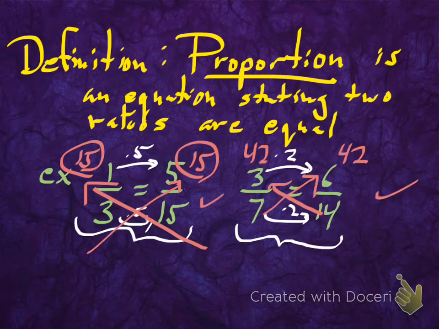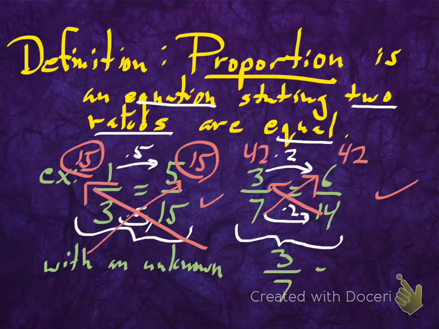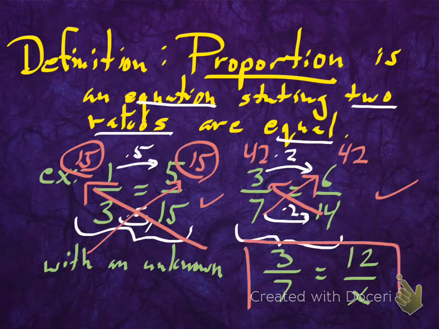Another kind that we're going to see, T, and everybody, we're also going to see proportions where they give us one ratio, and then they give us a second ratio, but there's going to be a variable in it. Okay? So here's an example of a proportion right here. 3/7 is equal to 12/x. This is the kind we're mostly going to deal with, and we're going to be trying to figure out what number goes down here to make it a proportion.